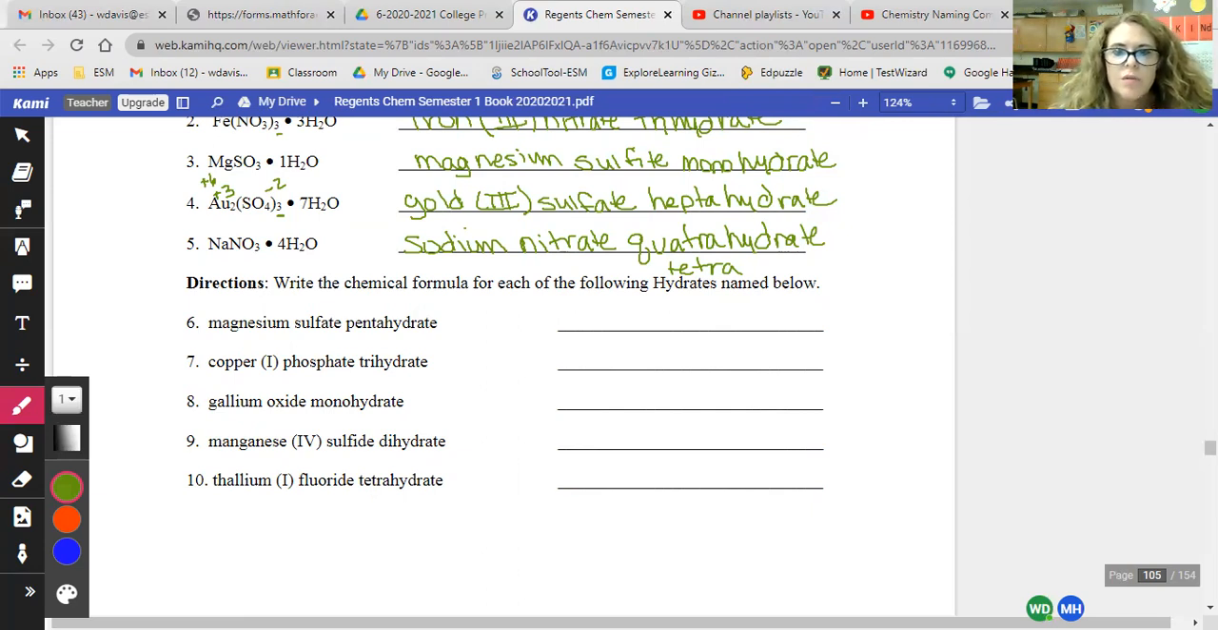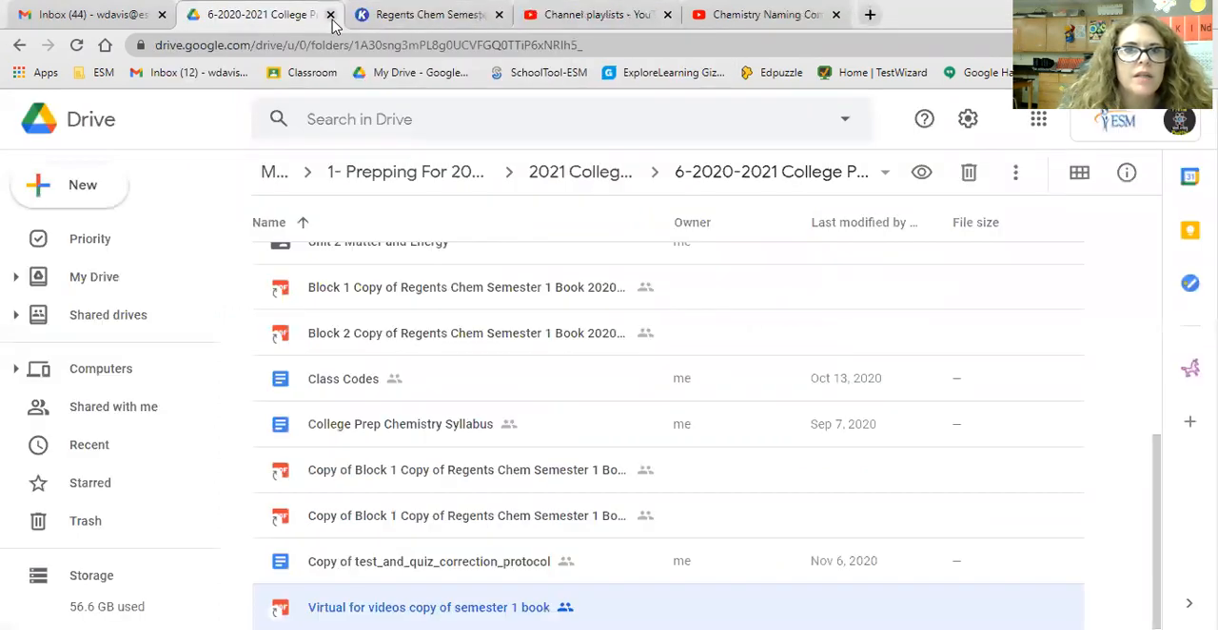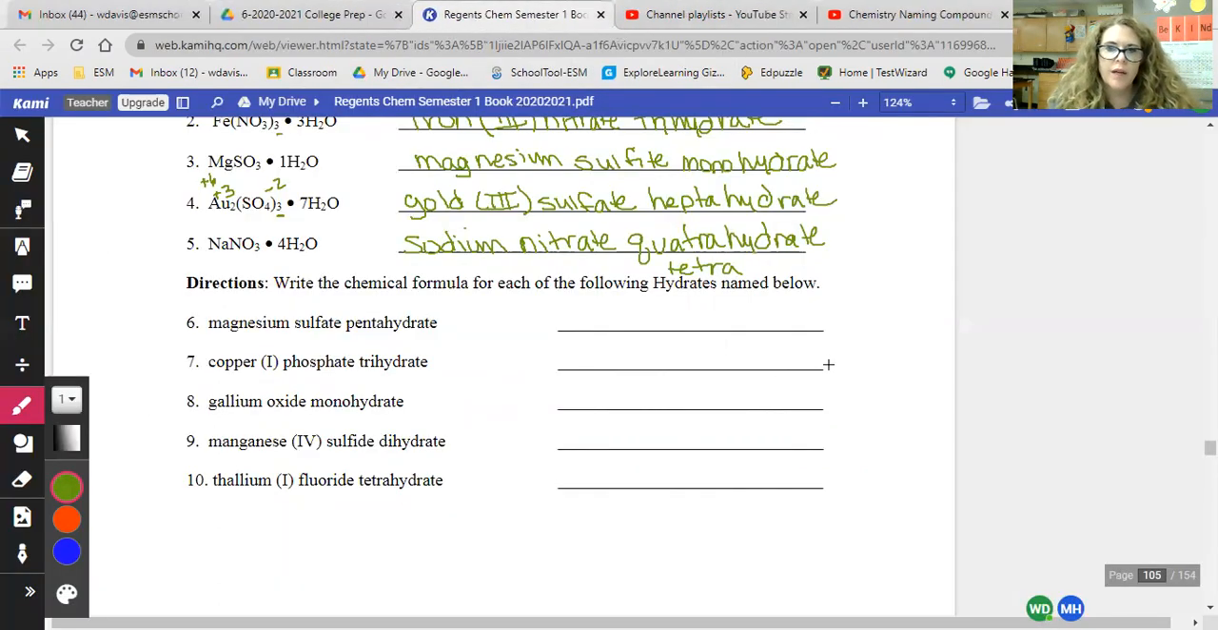Hold on. Let me just check on this right here. Sorry, guys. 4. Yep. Sorry, tetra. Let me screen share. You don't want this screen. I need to go back to my other screen here. Okay, so it is tetrahydrate. Sorry, guys, it's not quadrahydrate. I was thinking more Latin at the time.